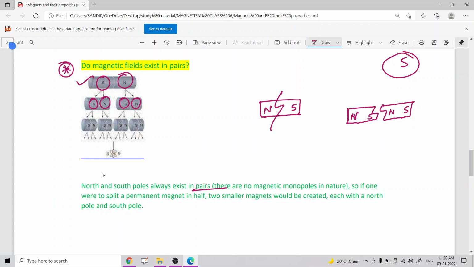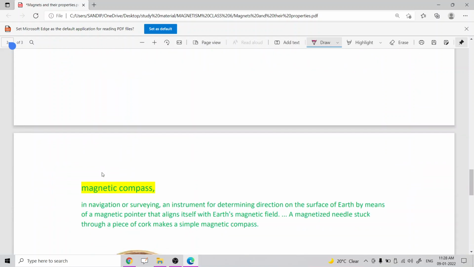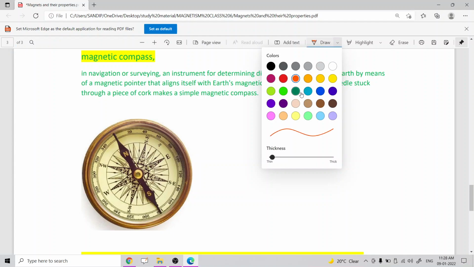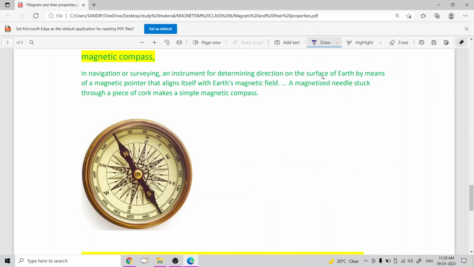Now we move to our next topic, that is the magnetic compass. Already you know about the magnetic compass. A magnetic compass is an instrument by which we can find out the direction. Generally, we can use it for navigation and surveying. It is an instrument for determining the direction on the surface of earth by means of a magnetic pointer, using the earth's magnetic field.